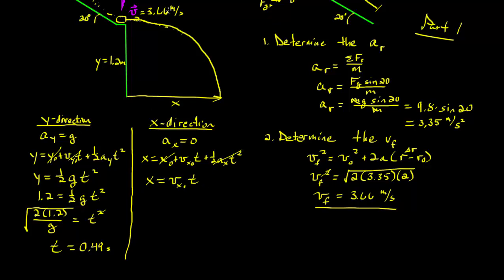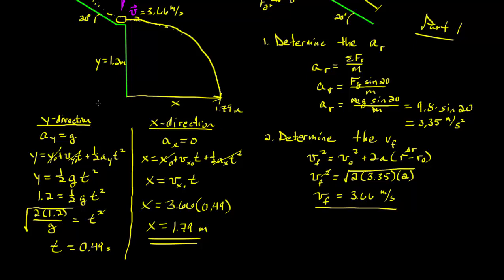The velocity in the x is what we found previously. It's the velocity coming off the inclined plane. So we get that the position, the displacement, where it's going to land, is going to be the 3.66, all that velocity is in the x direction, times the time, 0.49. So we get 3.66 times 0.49, 1.79 meters. End of problem. So this thing is going to land 1.79 meters away.